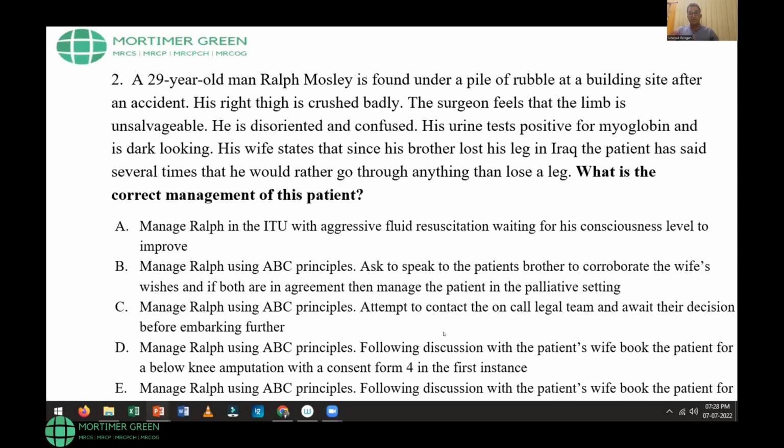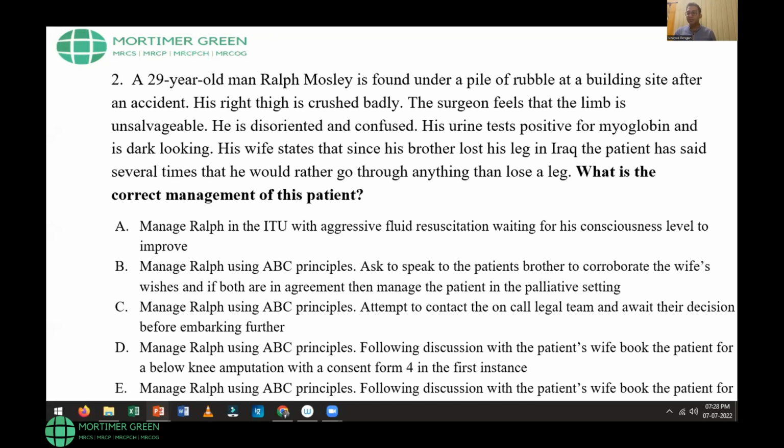Next question. A 29-year-old man, Ralph Mosley, is found under a pile of rubble at a building site after an accident. His right thigh is crushed badly, and the surgeon feels that the limb is unsalvageable. He's disoriented and confused. His urine tests positive for myoglobin and is dark looking. Now that means that he's going in for myoglobinuria. The crush injury is acting on.